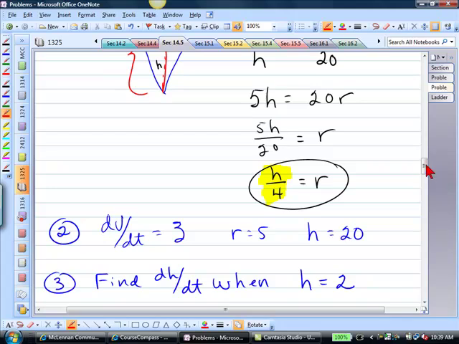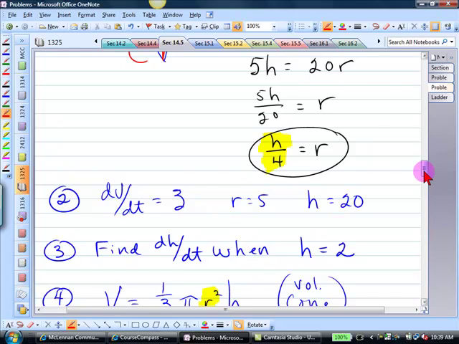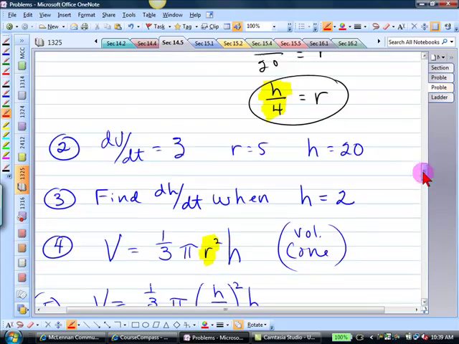We're asked to find how fast is the water level rising. So that's dH/dt when the water is at 2 meters. So when it's right there, how fast is that level changing? That's what we're asked to find. We need the volume of a cone equation.